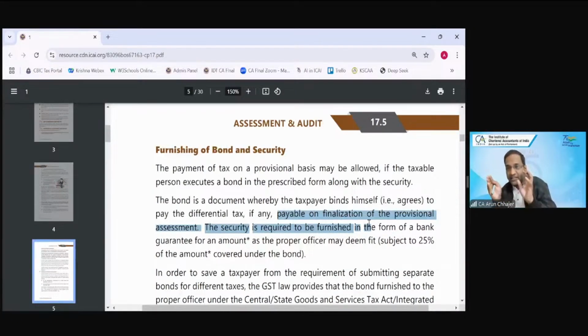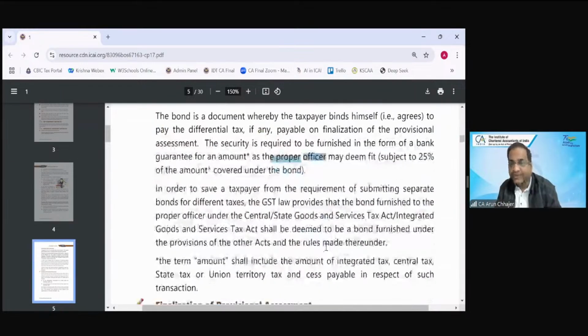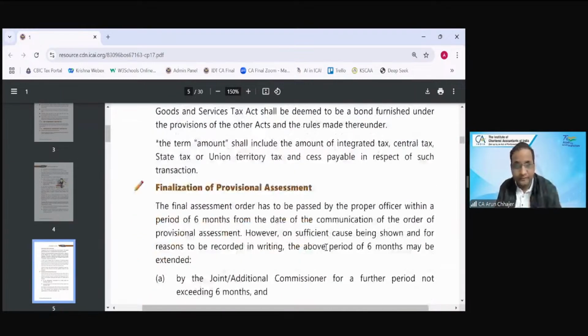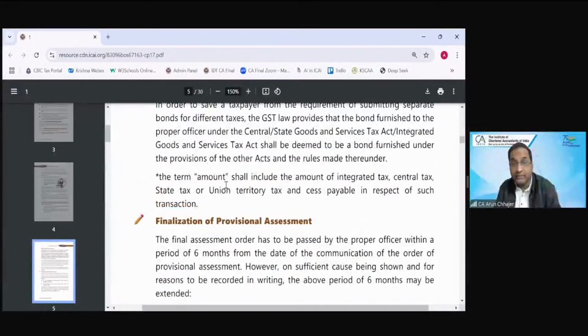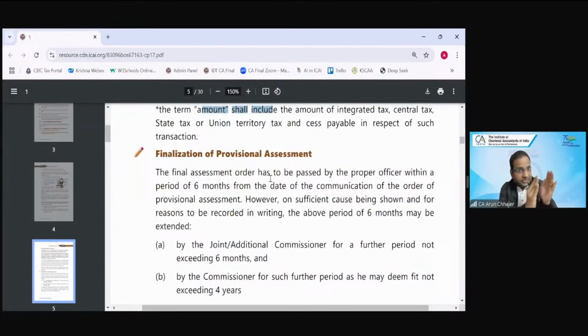जब इसका finalization होगा and at that point of time what is the value and the rate of the taxes, उतना मुझे पे करना, इतना taxpayer को पे करना पड़ेगा. ठीक है. In order to save, so that we have discussed. ठीक है. Amount shall include the tax component as well. Now the provisional assessment part is completed. Now in this section itself, they have extended it regarding the finalization of the provisional assessment.